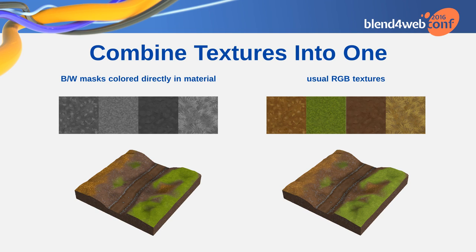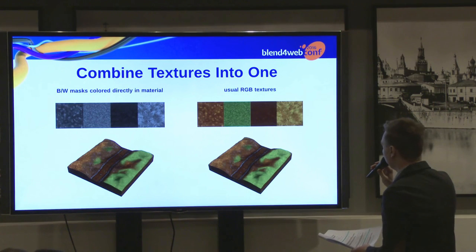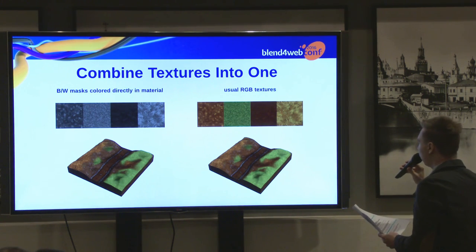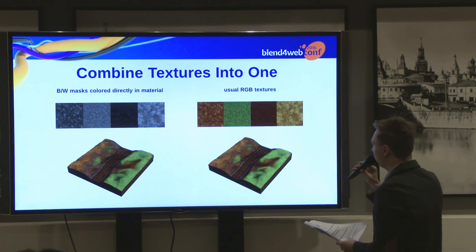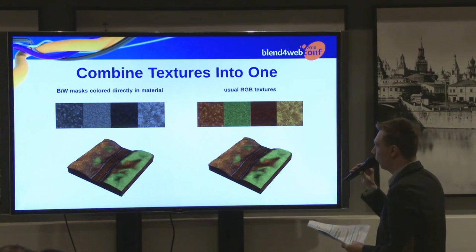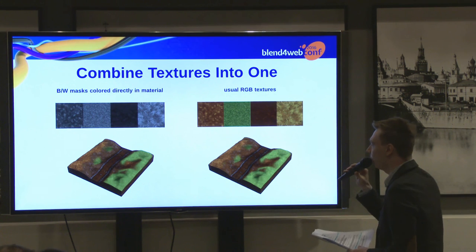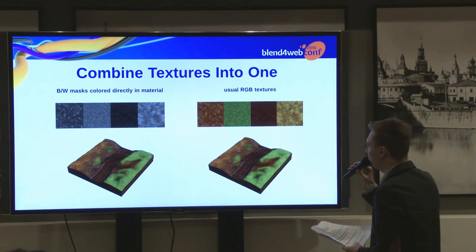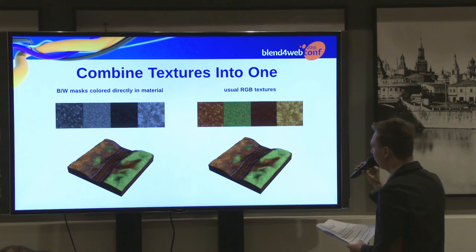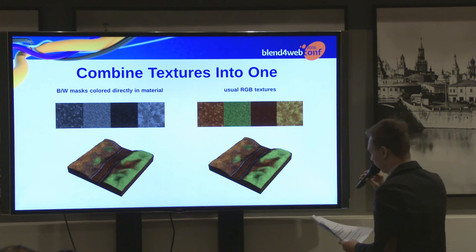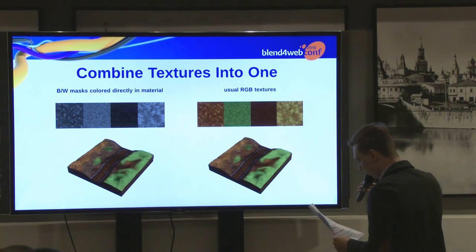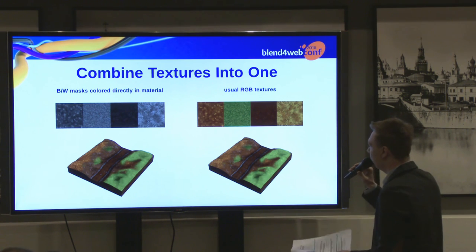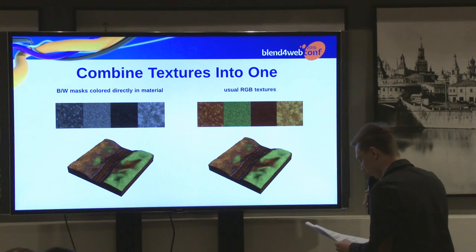Next, please. On the right, you can see a material that was created using these four textures. It's a common method of creating textures. On the left, we can see that they were converted to black and white masks, and then they were combined into one image, and they were colored directly in the material. As you can see, the difference between the final results in the material is not so big, but on the right four textures were used, and on the left only one image was used to create this material.